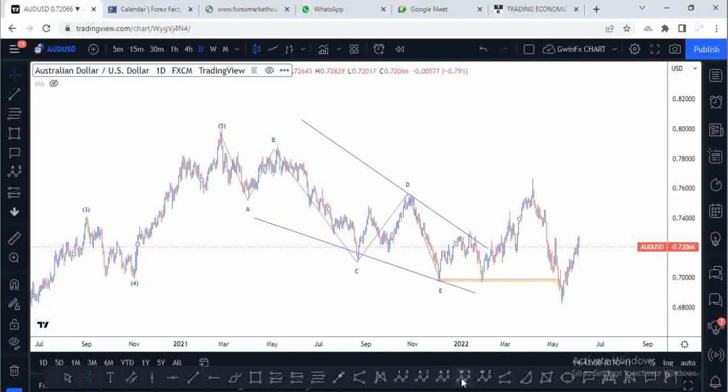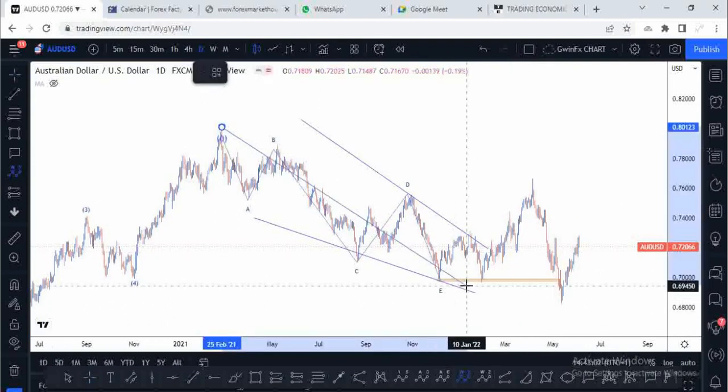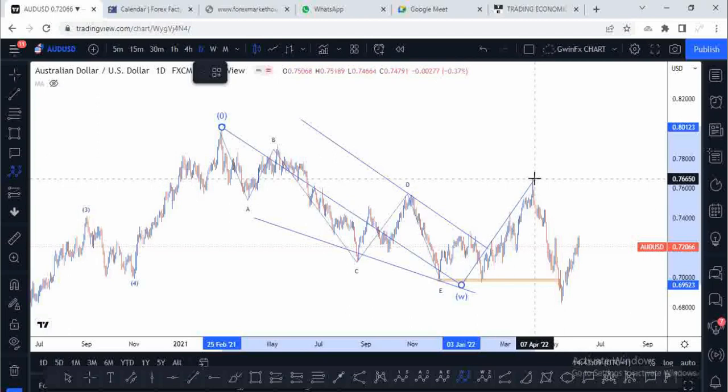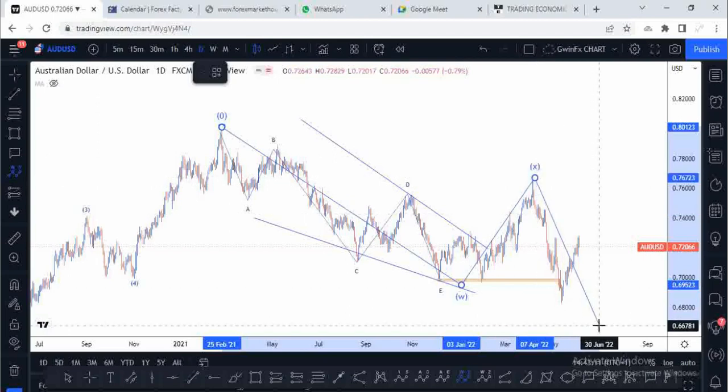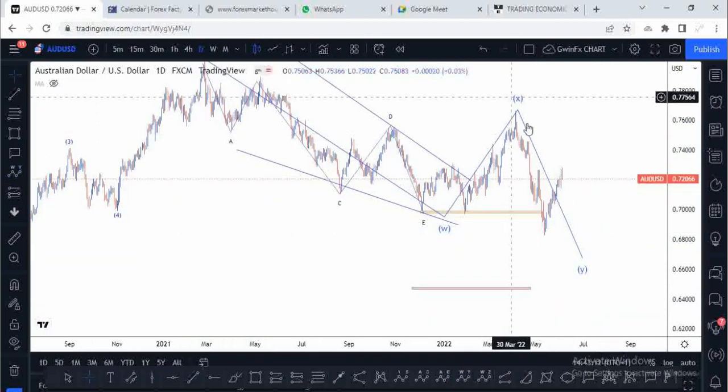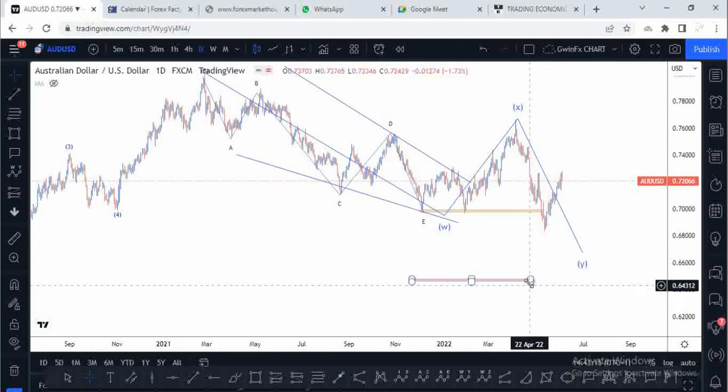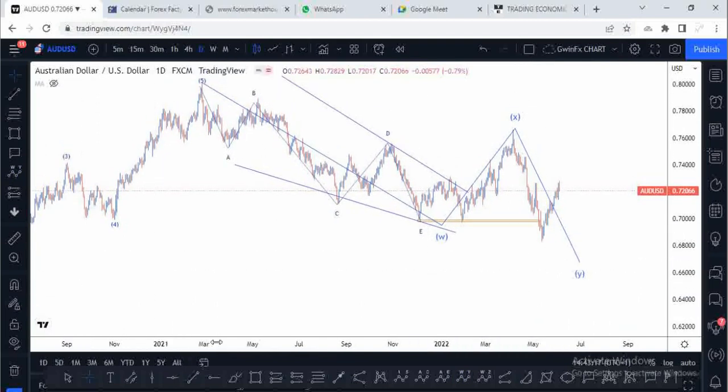So this here is going to be my W wave. I can decide to label this or this, so either one fits. Label this my W leg. I'm going to label this as my Y leg, and I'm going to label this as my X leg and my Y leg right there.